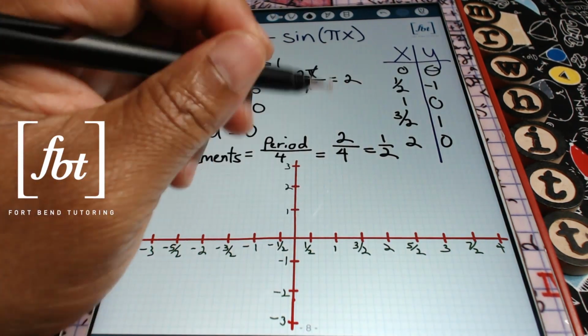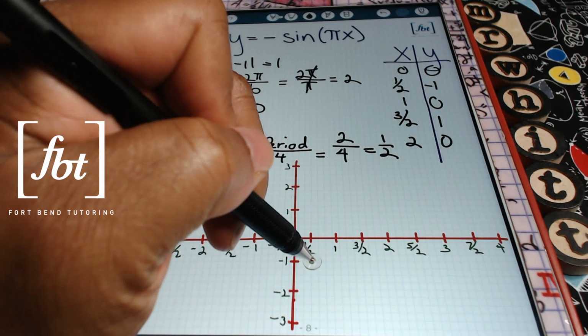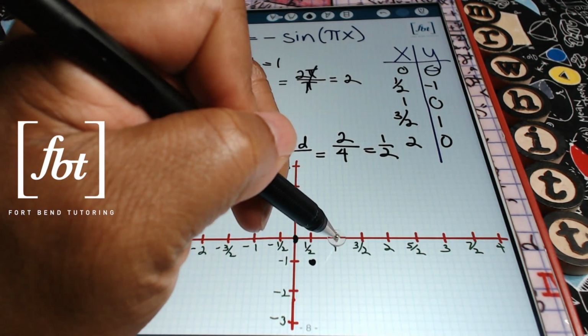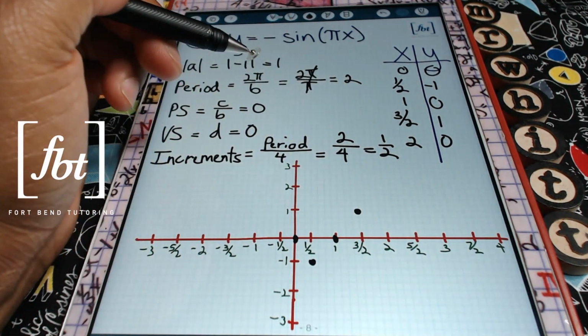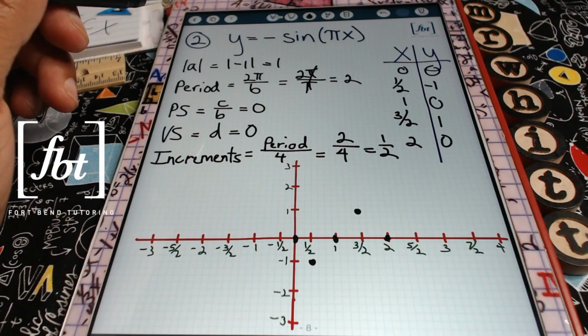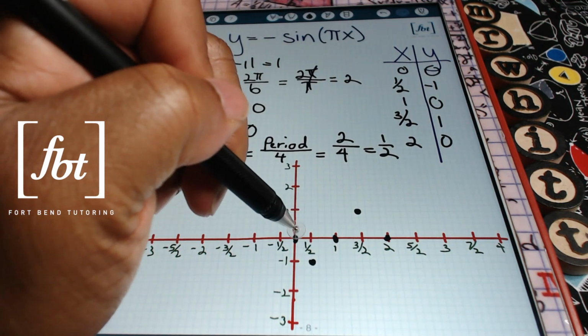So I have a point at 0, 0. I also have a point at 1/2, negative 1. I have a point at 1, 0. I also have a point at 3/2, 1. I end up with a point at 2, 0. And this completes one full period of our sine function, which is going to be the equivalent period of our cosecant function.